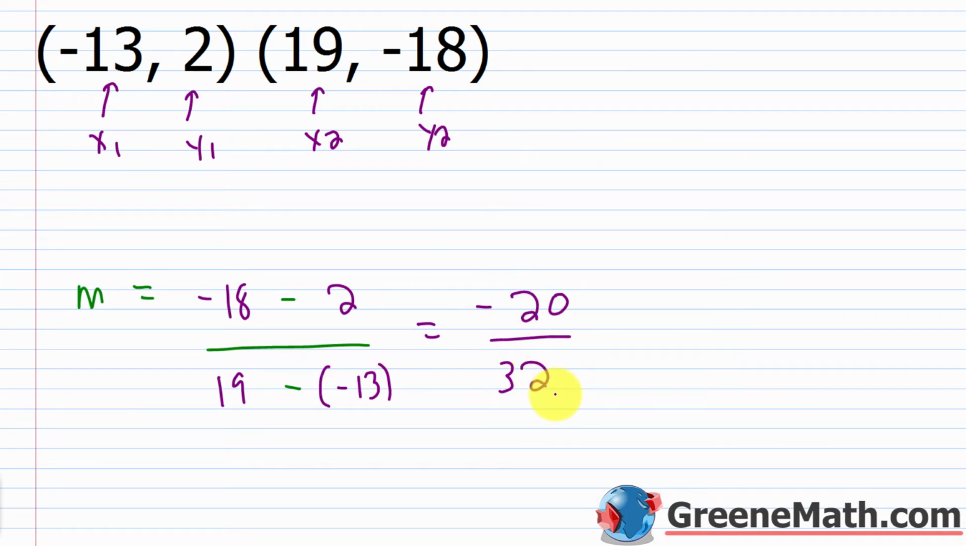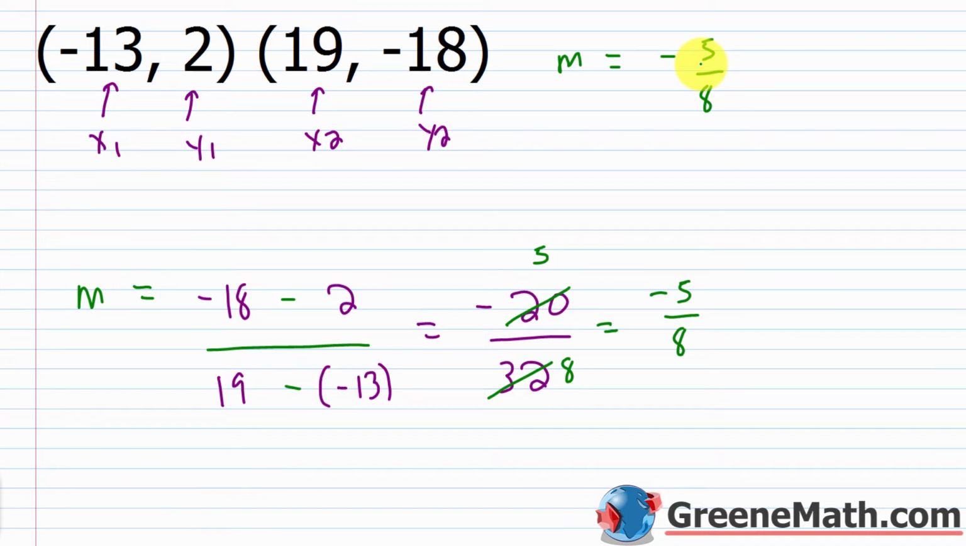So you get negative 20 over 32. Of course, we can reduce this. Each is going to be divisible by 4. Divide this by 4, you get 5. Divide this by 4, you get 8. So this equals negative 5/8. So what this means is that my slope, or m, is negative 5/8. So I would rise by negative 5 for every 8 units that I run.